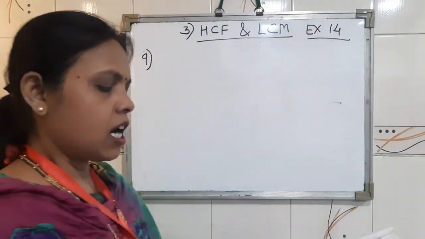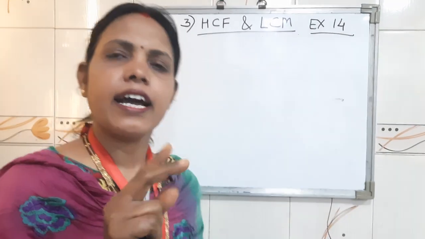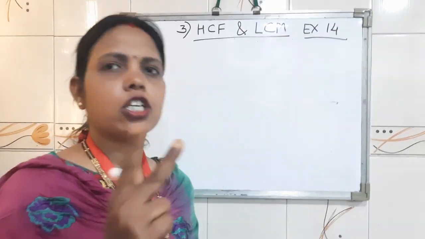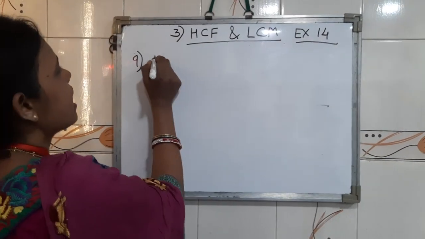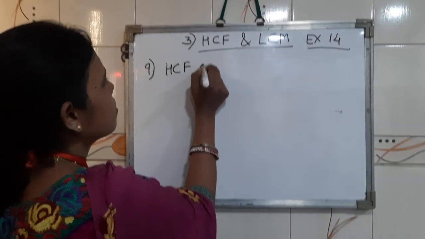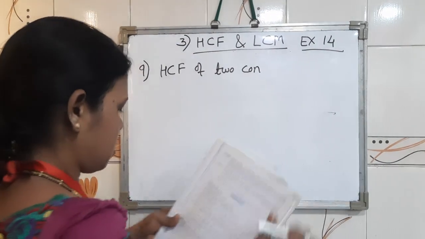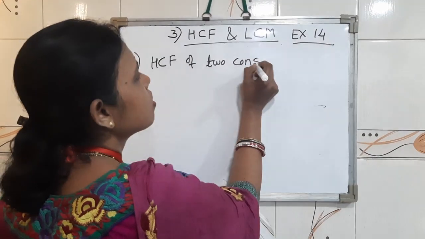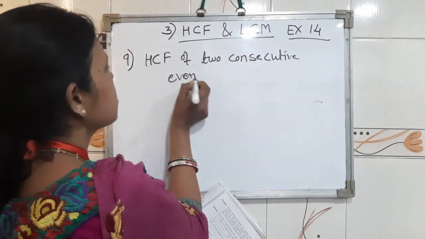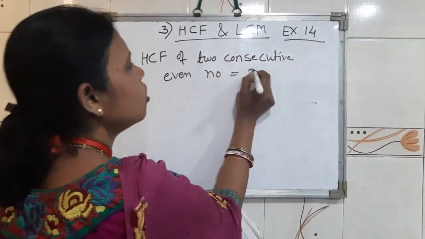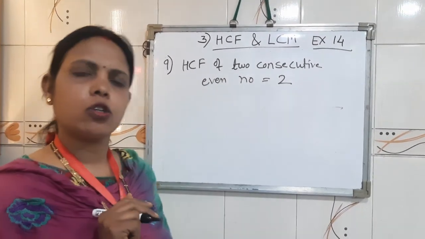Here the LCM is given as 180, and the two numbers are consecutive even numbers. That's why first write down the HCF of two consecutive even numbers, which is equal to 2.